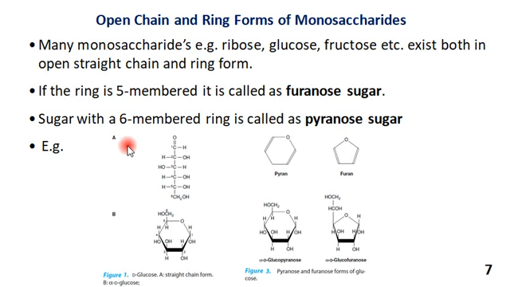Here is the example of D-glucose containing straight chain as well as ring form. When the ring form contains 6 members, then it is called D-glucopyranose, whereas if the ring form of glucose contains 5 members, then it is called D-glucofuranose.